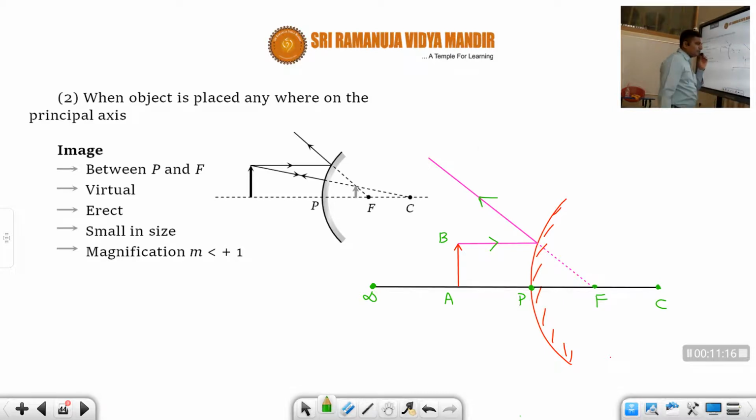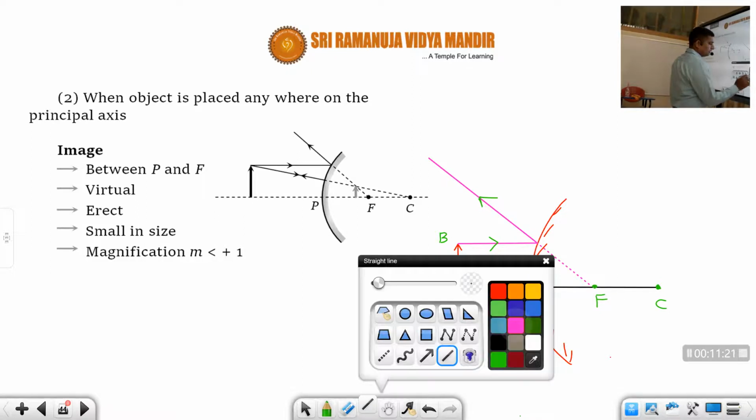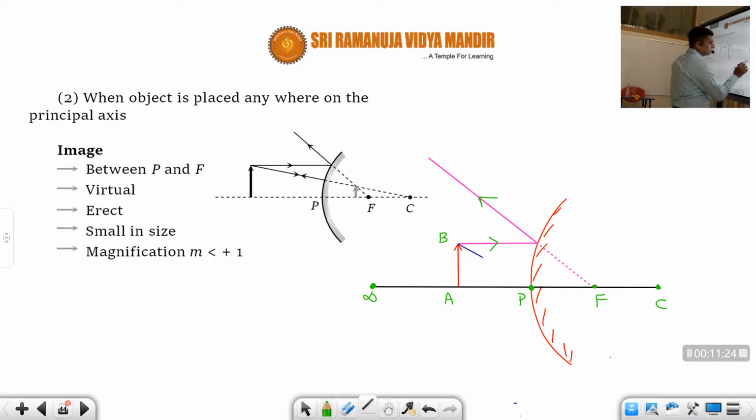Now let us take one more ray which is incident at the pole. Suppose I take this ray. So this is the incident ray. Now at the point of incidence, if you apply the law of reflection, if this is the angle of incidence, then there will be a reflected ray with the same angle of reflection. So this angle and this angle are equal, students. This is I, this is R, and both are the same. Now this is called the reflected ray.